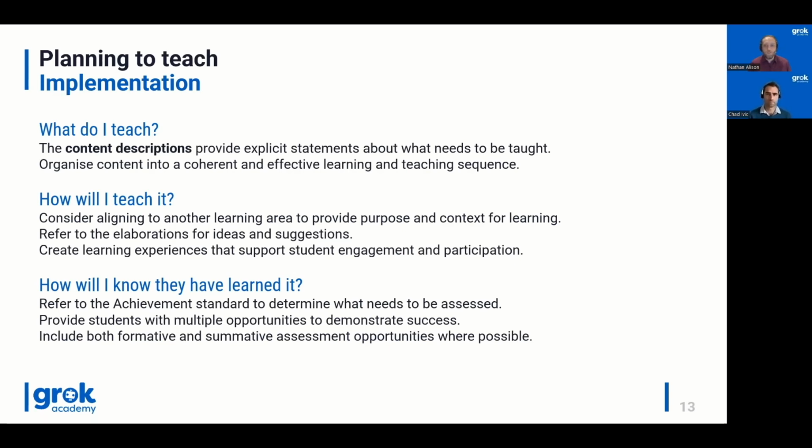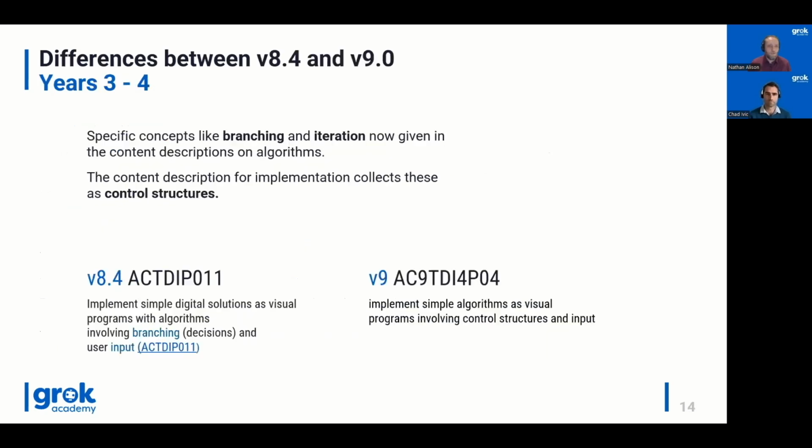So let's have a look at the differences between 8.4 and 9 for years 3 to 4. One of the things you'll see is that specific concepts like branching and iteration are now put in with algorithms as opposed to with implementation. The content description for implementation just refers to those collectively as control structures.